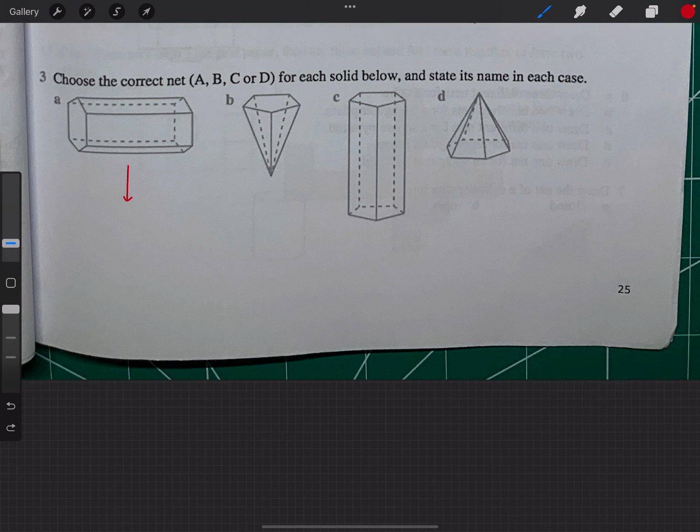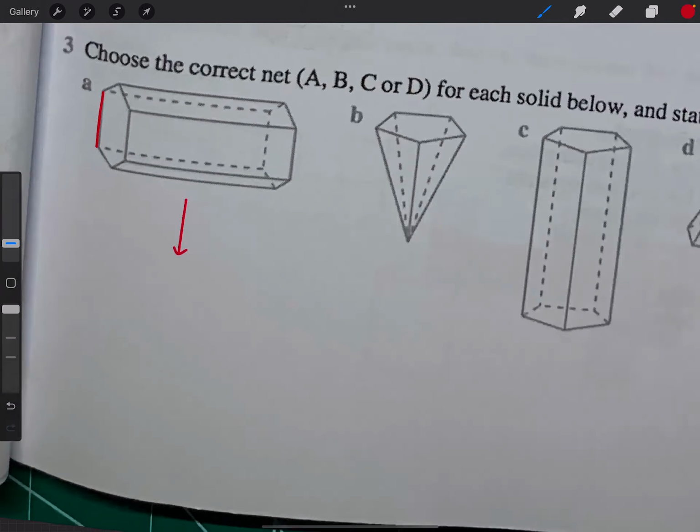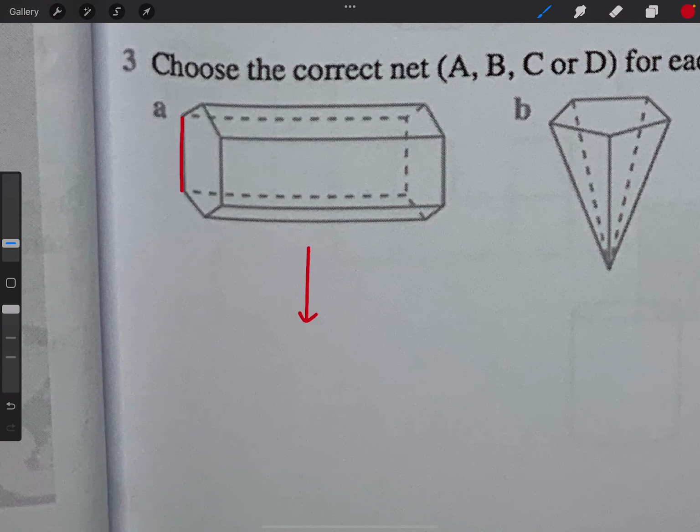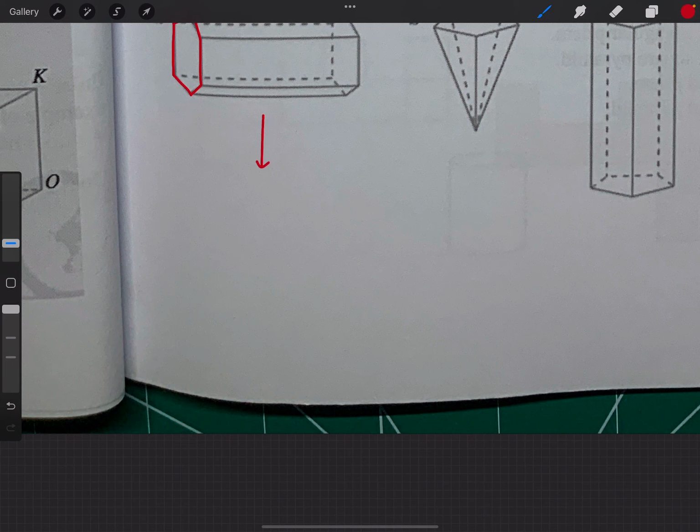Now let's look at A. We know it's a prism, so what kind of prism is it? Let's look at the shape, the shape that is the base. Just count how many sides there are. 1, 2, 3, 4, 5, 6. It's a 6-sided shape, which is called a hexagon. So we call this hexagonal prism.